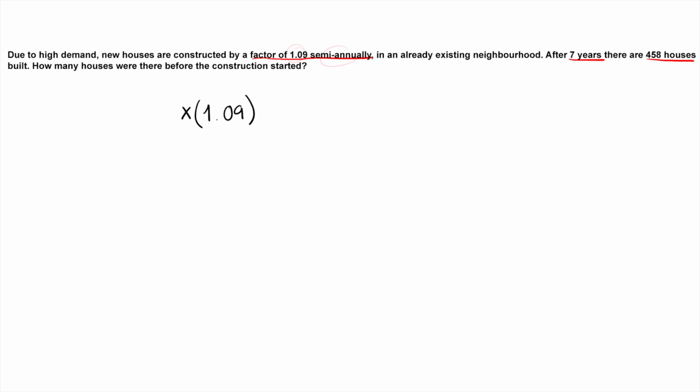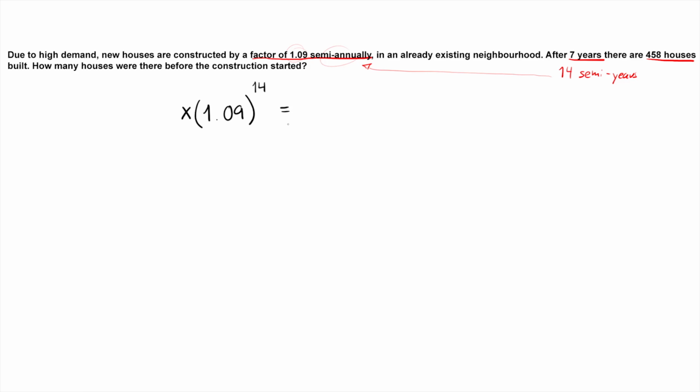But this factor of 1.09 is calculated semi-annually, where this is not semi-annually, it's annually. So we either need to convert our factor of 1.09 semi-annually to a factor that is annual, or we need to change these 7 years into basically half years. Now, to me, it's easier to change 7 years into half years, and I can just see that 7 years is 14 half years or 14 semi years, which now matches up with this semi-annual factor of 1.09. So instead of having 7 here as our exponent, we're going to have 14.